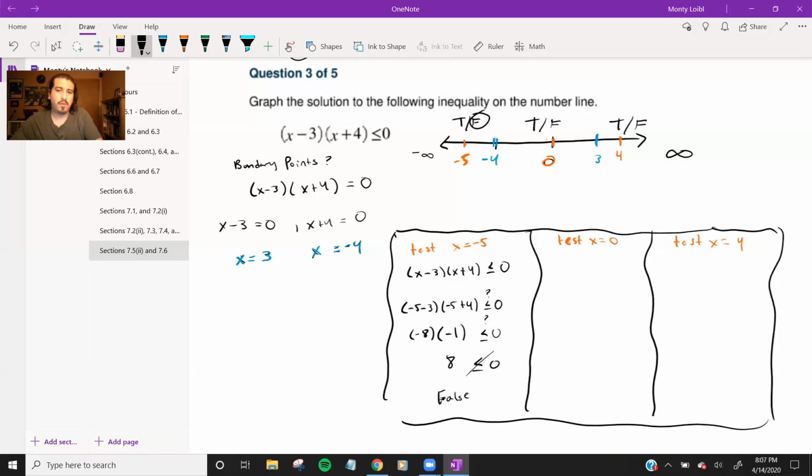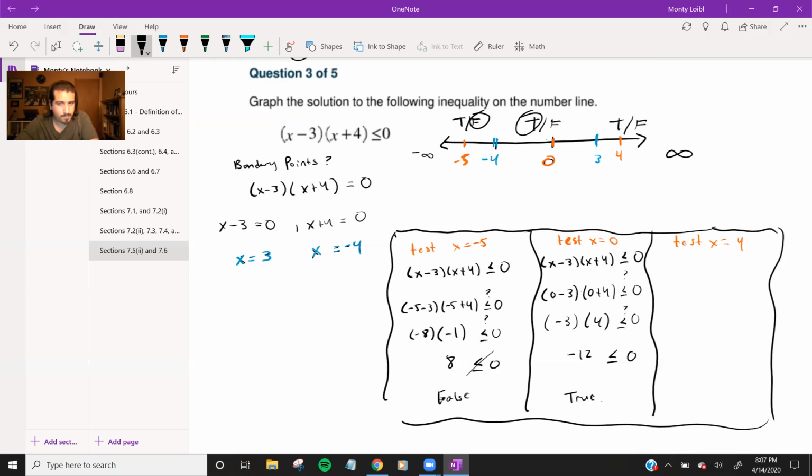So x equal to 0. Again, right there. Barely fits. Okay, plugging that in, we get 0 minus 3, 0 plus 4, right? Question, is that less than or equal to 0? Okay, this gives us -3 times 4, right? Is that less than 0? Well, we have a negative times a positive, which is -12. That is less than or equal to 0. So this is true. Okay, so we're true here. Now this is going to be false.